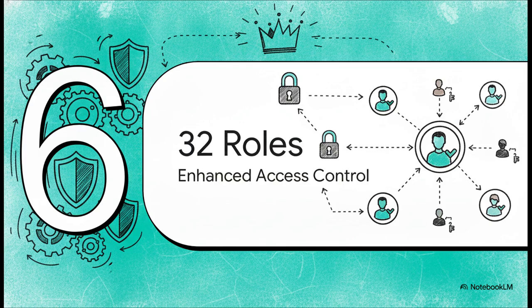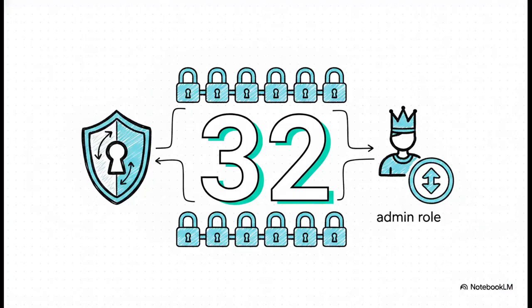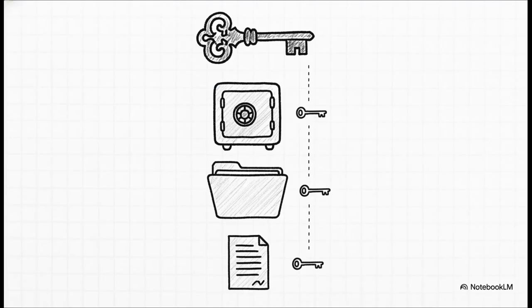Finally, Part 6, 32 roles and enhanced access. 32. That is the magic number here. ENS v2 completely overhauls the old, highly complex name wrapper fuses system and replaces it with what they call enhanced access control. This system features exactly 32 resource-scoped roles, and each one of those is paired with a specific admin role that can grant or revoke it. The granularity here is just off the charts.